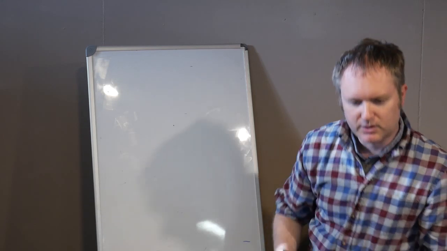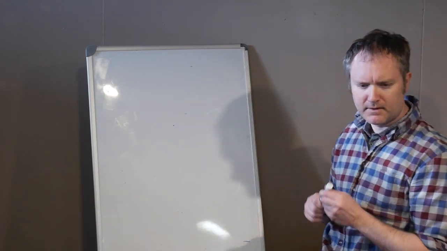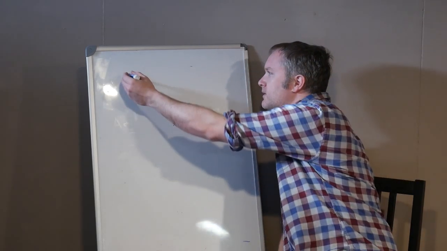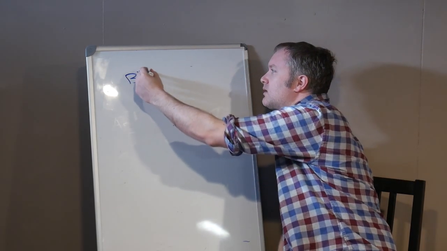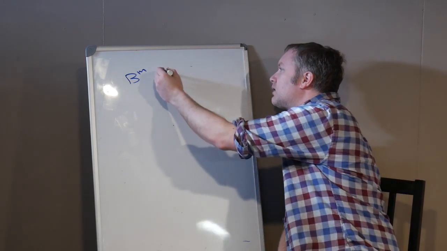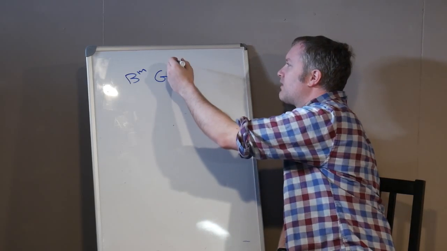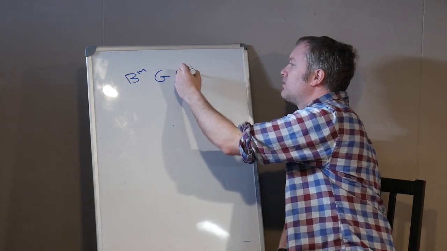Okay. So I'm just going to start writing down the chords I see. It's that simple. So B minor is the first thing I see. G. And then there's this crazy looking G major 7. I'm going to write that down too.